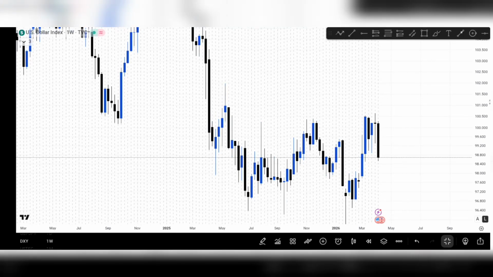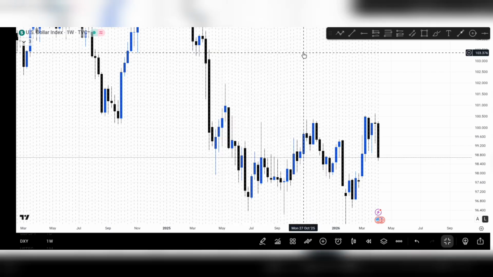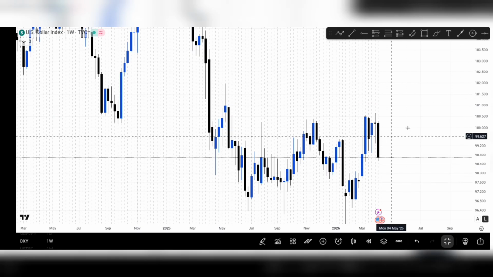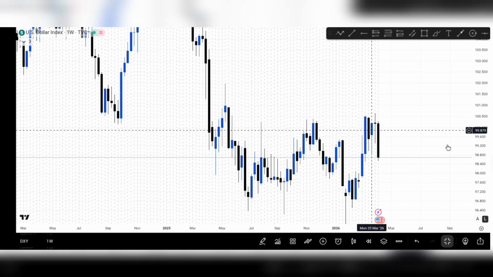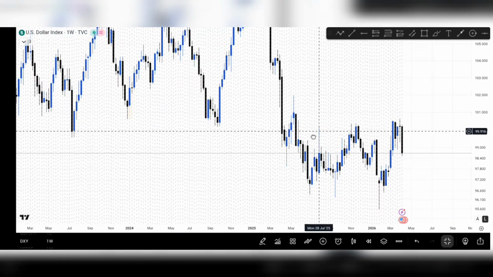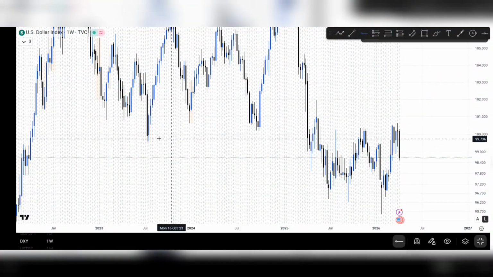But first of all, I want to make an analysis on the DXY. And remember that DXY is the opposite of Euro USD. Whenever DXY is selling, we expect Euro USD to be buying. Whenever DXY is buying, we expect Euro USD to be selling. So guys, this is DXY at the weekly time frame. You can start at the daily, at the monthly, but I try to start at the weekly.